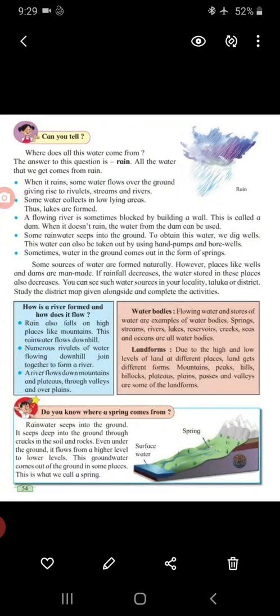Oceans, you all know, there are four oceans and seven continents.